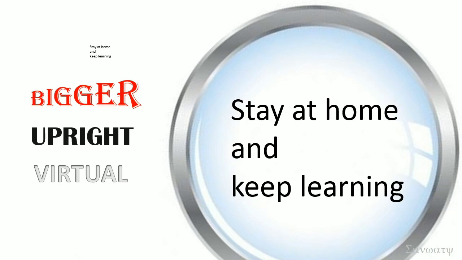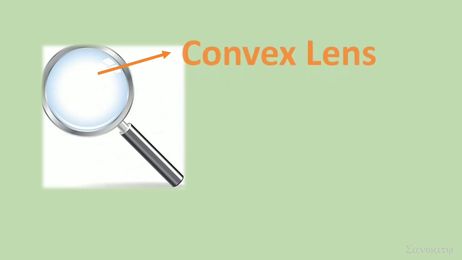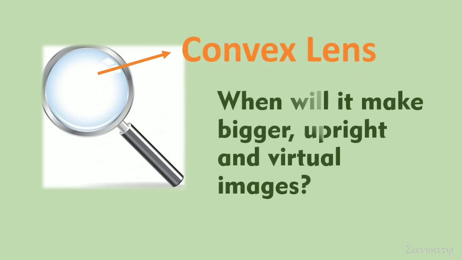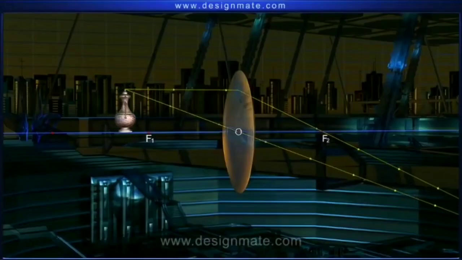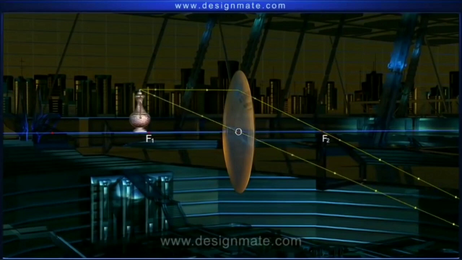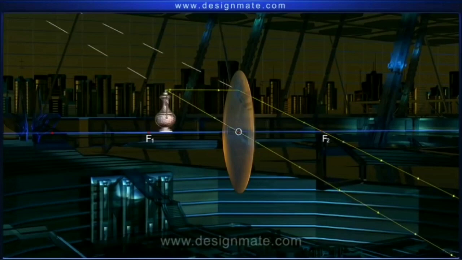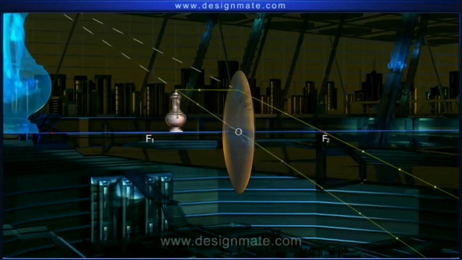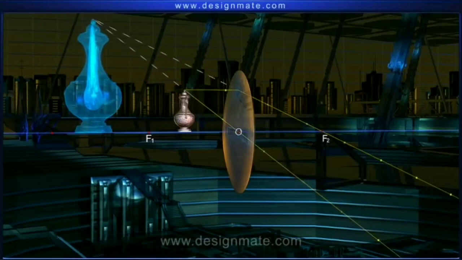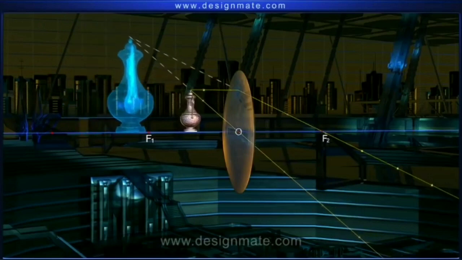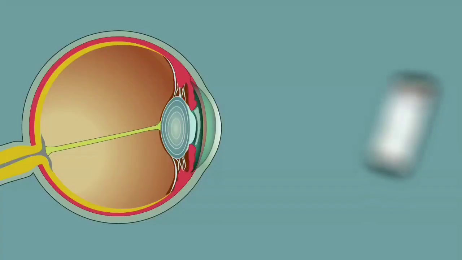Back to the basic idea that a magnifying glass is made of a convex lens, the next question will be, when will it make bigger, upright, and virtual images? You must remember the idea about lenses from the previous lesson. The lens will produce a bigger, upright, and virtual image if the object is put between the focal point and the lens or at its focal point. And in addition, because during the observation we will use our eyes, we must consider the accommodation power of our eyes.